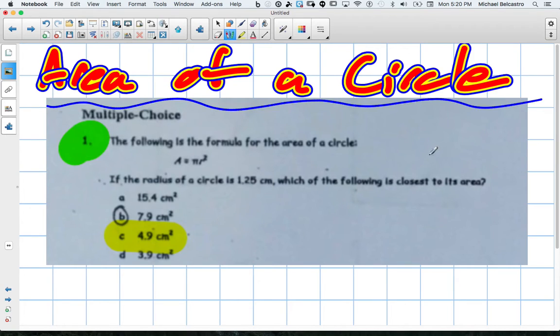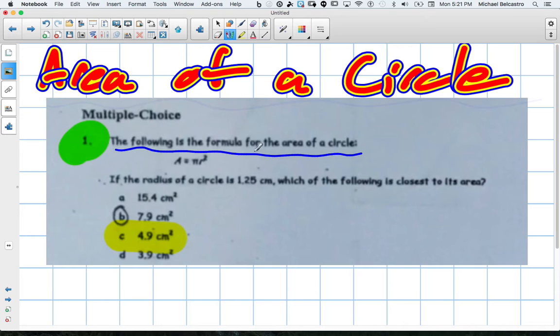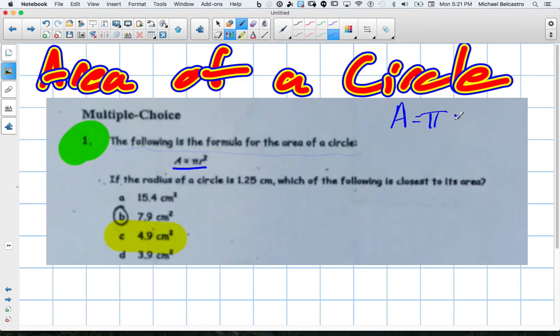So we're going to focus on area of a circle, and this is an EQAO question, I think, from last year, 2015, right? Though it's very hard to read, I'm going to try to read it to you. The following is the formula for the area of a circle. Great. And what that states is that A is equal to pi times r squared.